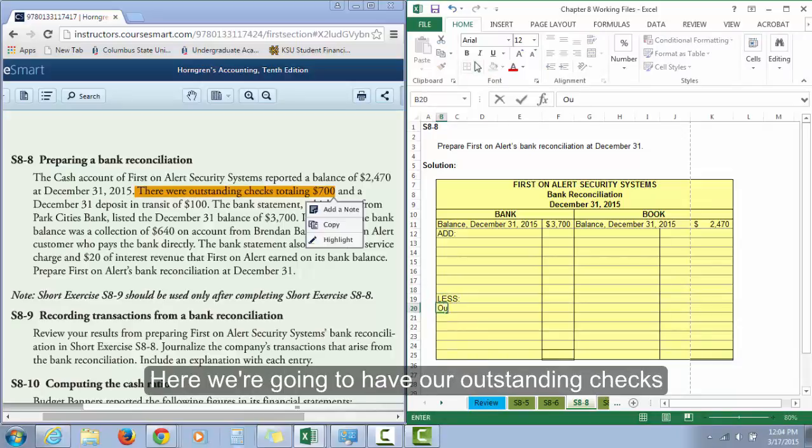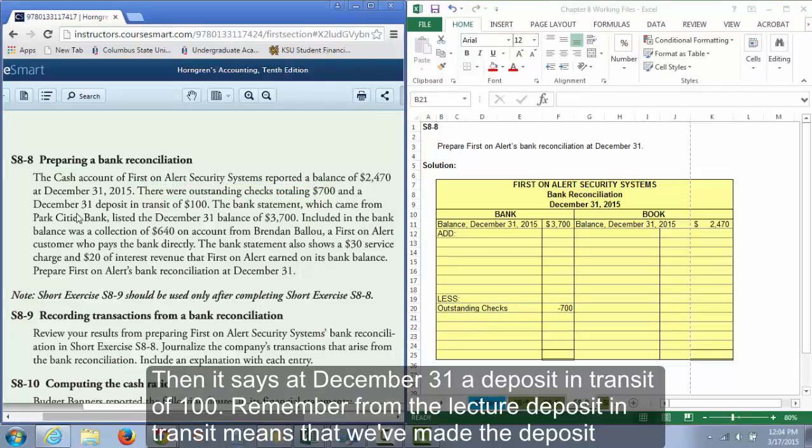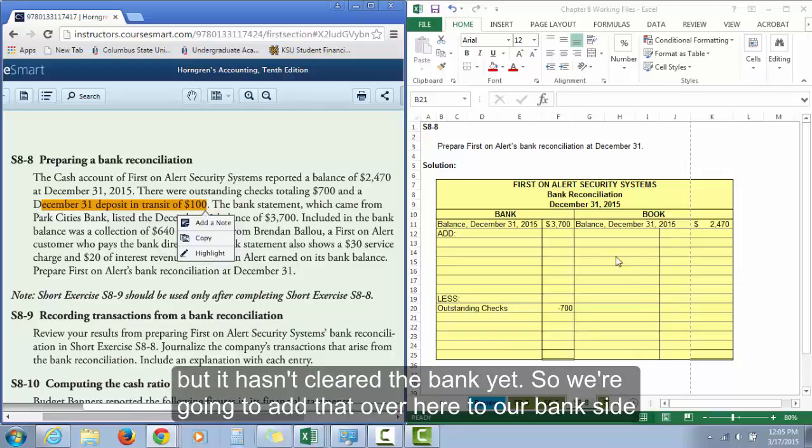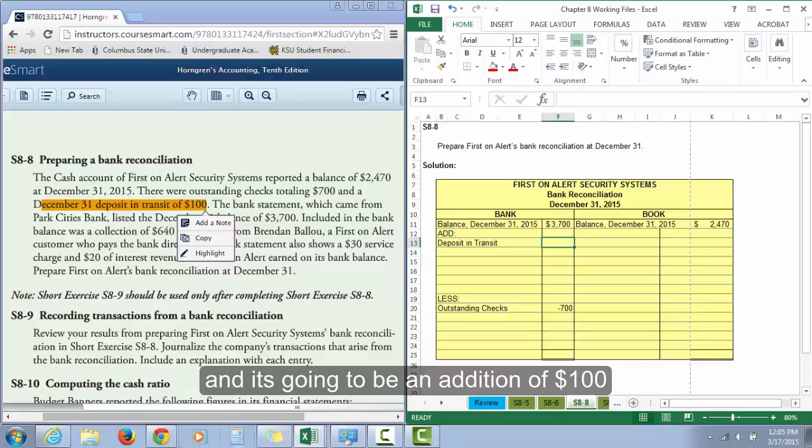So here we're going to have our outstanding checks, and we're going to subtract those. Those are $700, okay? And then it says at December 31 deposit in transit of $100. So remember from the lecture, deposit in transit means that we've made the deposit, but it hasn't cleared the bank yet. So we're going to add that over here to our bank side. So we're going to have a deposit in transit, and it's going to be an addition of $100.